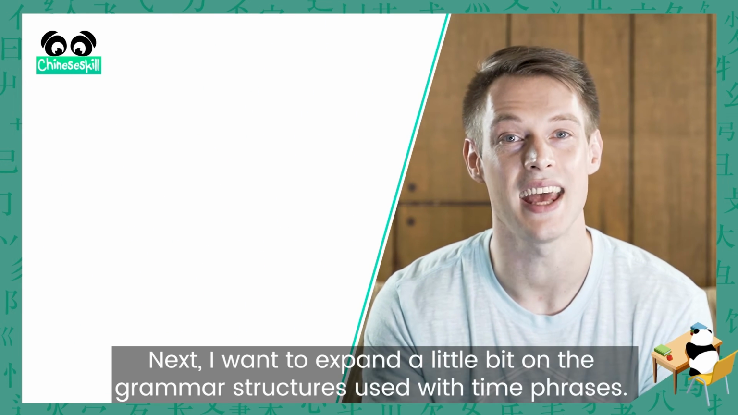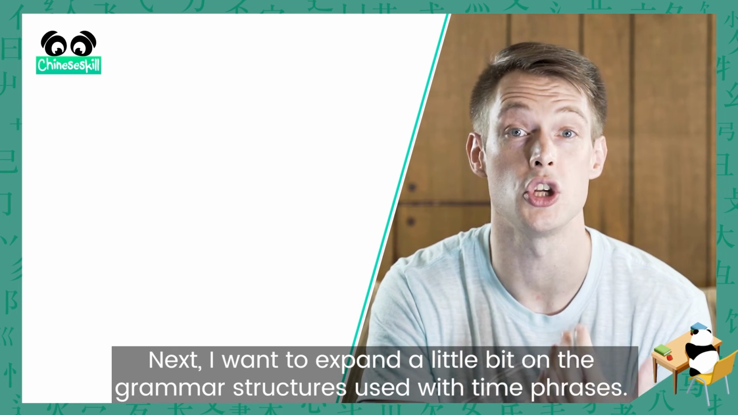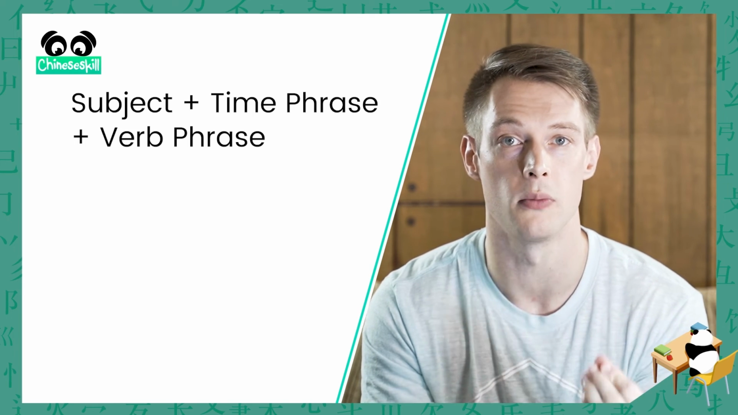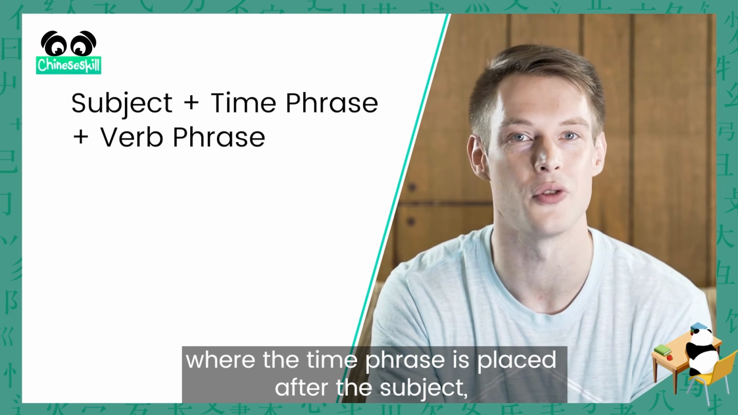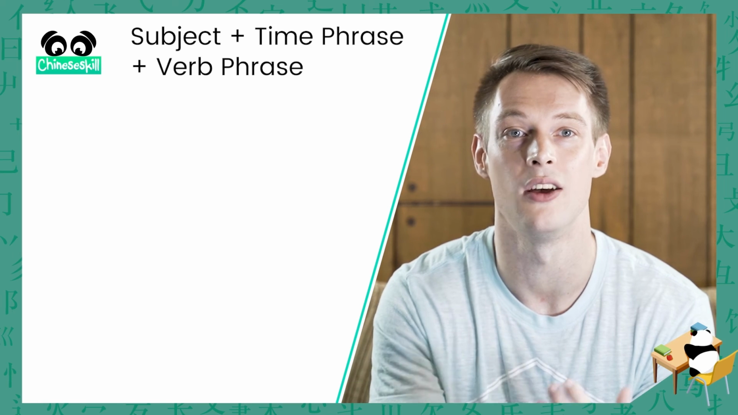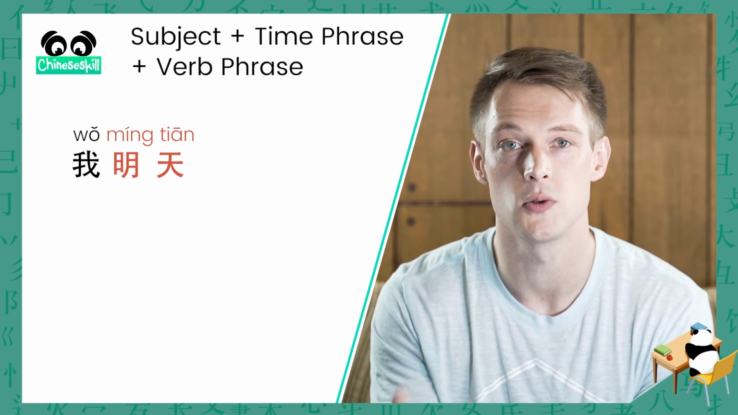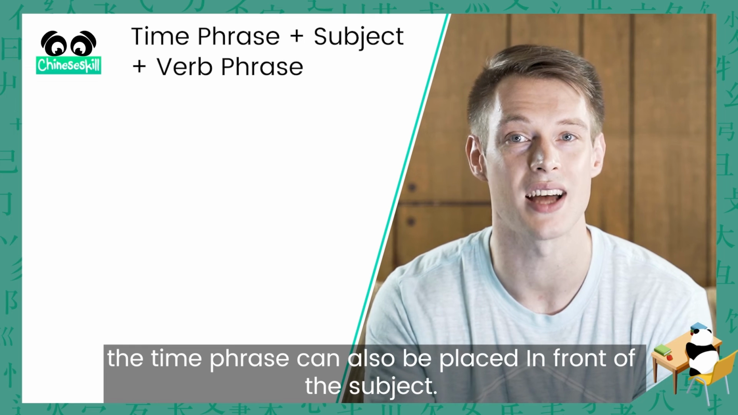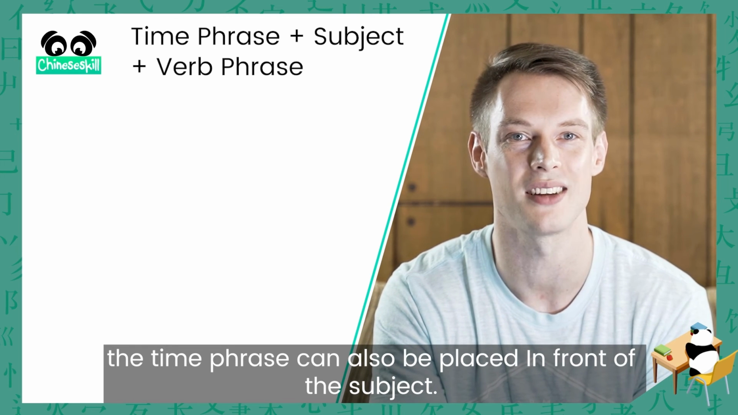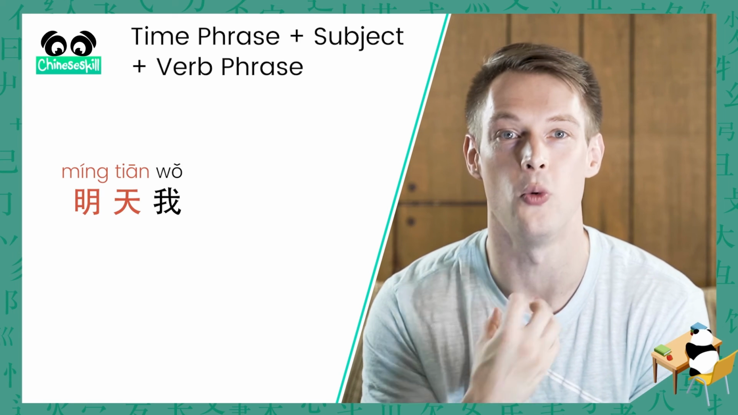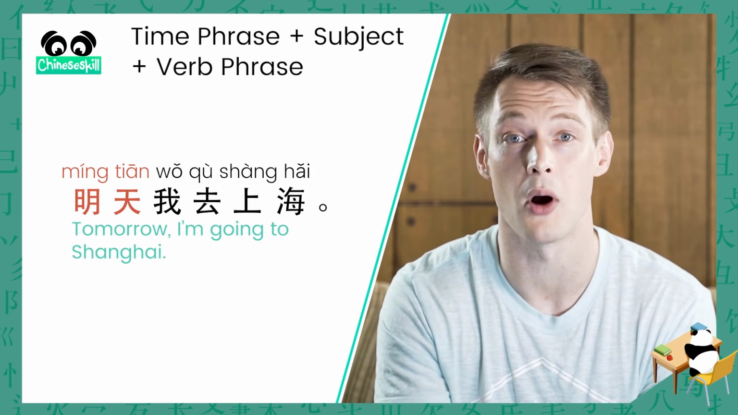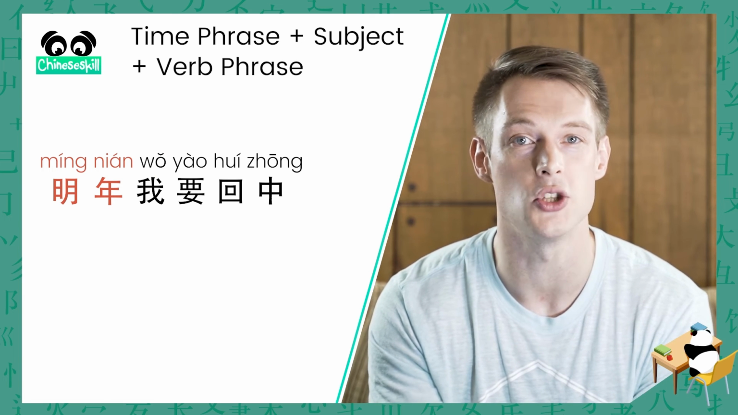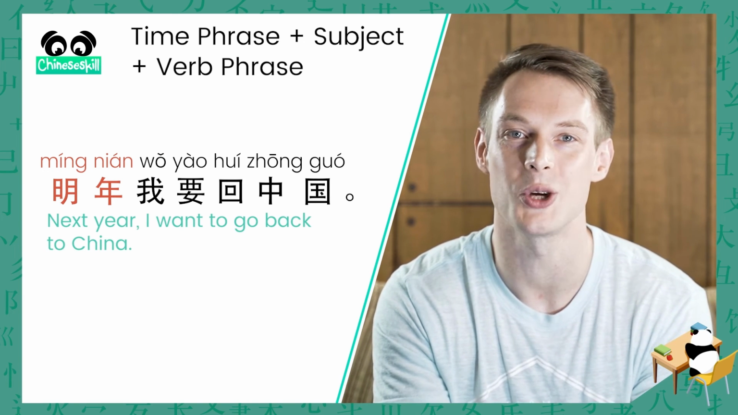Good job. Next, I want to expand a little bit on the grammar structures used with time phrases. Before, we learned the structure subject, time phrase, verb or verb phrase, where the time phrase is placed after the subject and before the verb. Like in 我明天去上海. I'm going to Shanghai tomorrow. Additionally, when making a statement, the time phrase can also be placed in front of the subject. For example, 明天我去上海. Tomorrow, I'm going to Shanghai. Or 明年我要回中国. Next year, I want to go back to China.